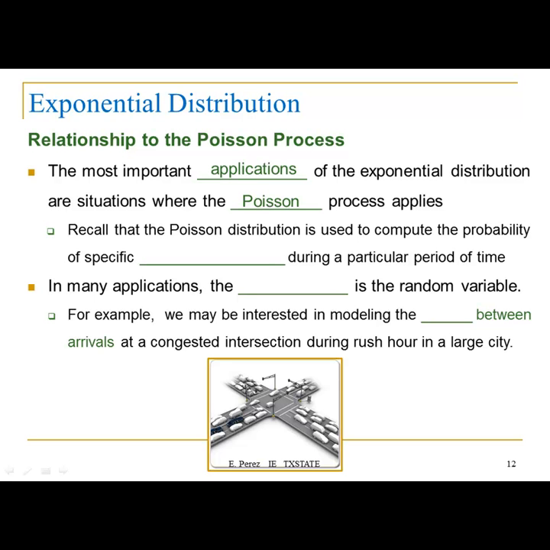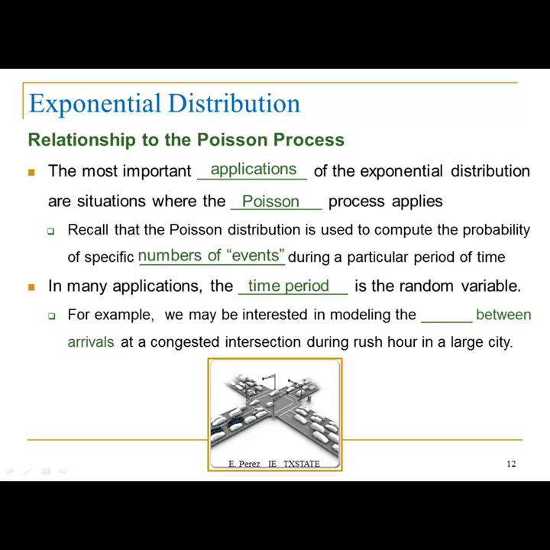So recall that the Poisson distribution is used to compute the probability of a specific number of events during a particular period of time. In many applications, the time period is the random variable. So instead of looking at the number of arrivals in the time period, say having 10 arrivals per hour, we are now looking at the interarrival times of these.